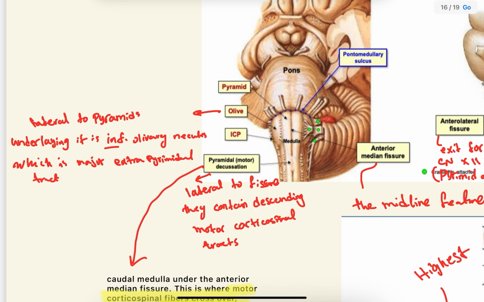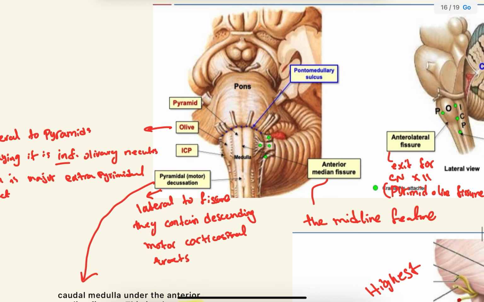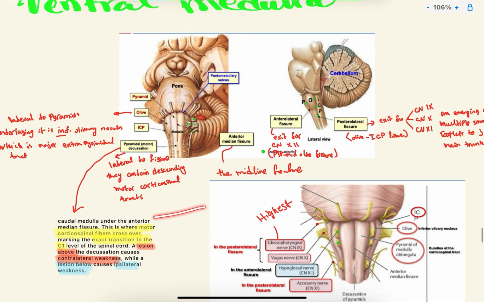So the olive, we said here, it's lateral to the pyramid. And why do we call it olive? Because it has the olivary nucleus, which is important in the extrapyramidal tract. So again, let's revise it again. I have here the anterior median fissure, then medial to it I have the pyramid, and then the olive, and then the inferior cerebellar peduncle. Lateral to the fissure I have the pyramidal decussation.